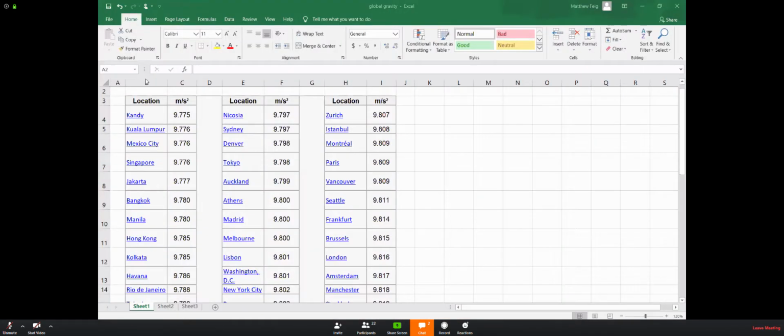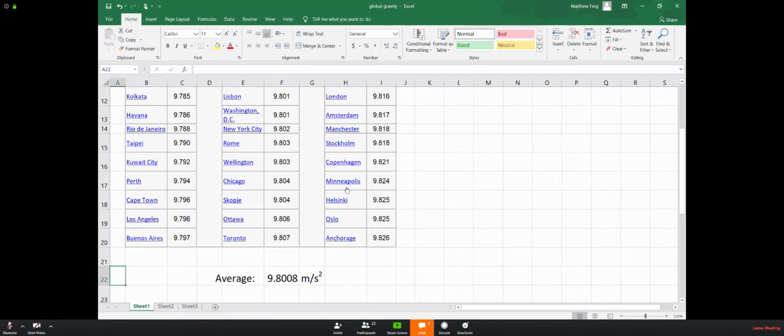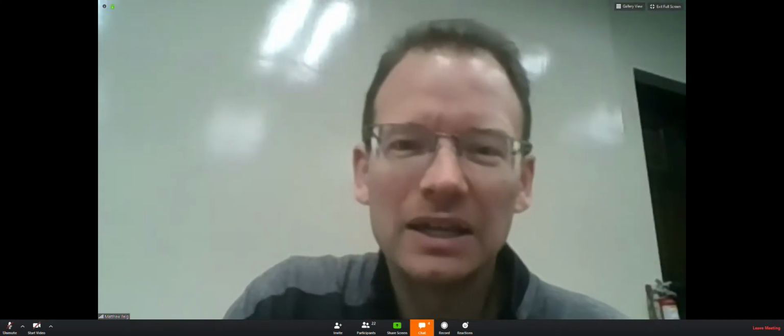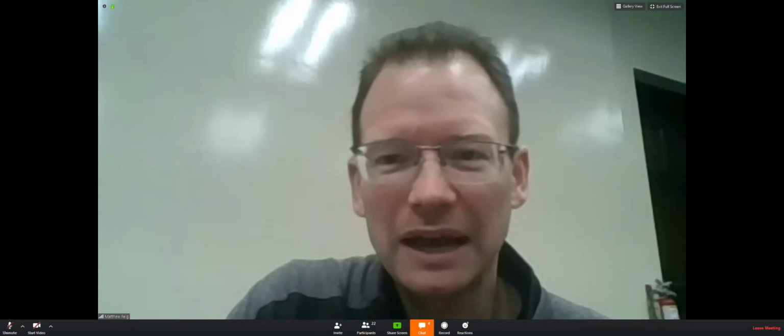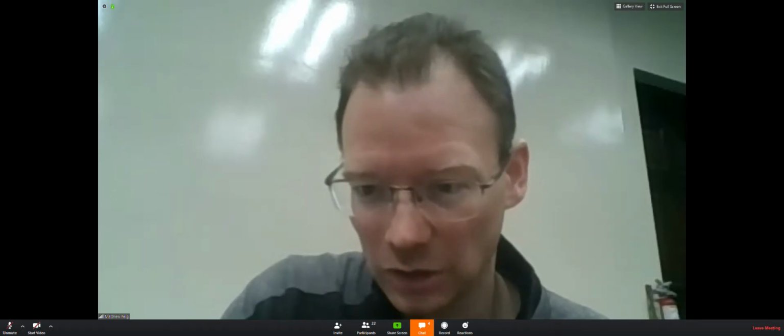So look at this. Where are these locations on the globe, compared to what parts of the world are kind of near the bottom of this list? We got a lot of Europe for the high G's and some North America for Minneapolis, Seattle, Vancouver. It has to do mainly with how close you are to the equator versus how far you are either north or south of the equator.